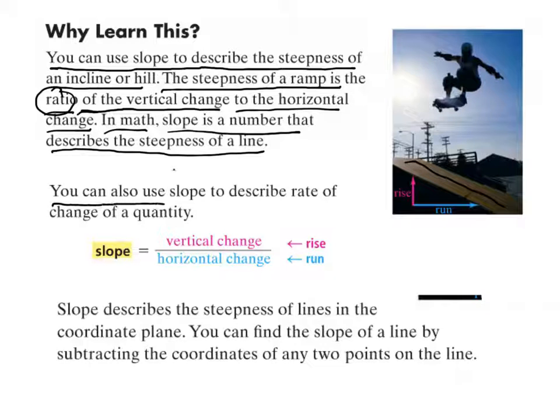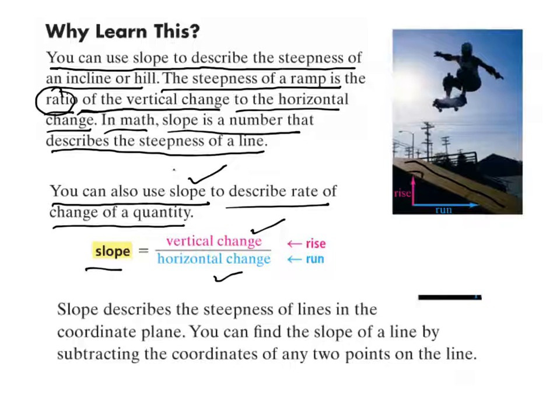You can also use slope to describe the rate of change of a quantity. The rate at which a quantity is changing can also be described by slopes. So how do you find slope? Slope is equal to vertical change divided by the horizontal change.